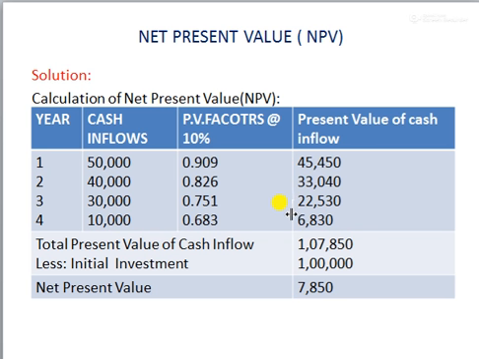When we make total of present value of 4 year cash inflow, that comes to 1,07,850, from which we need to deduct initial investment. When we deduct initial investment, we get 7,850. This is the net present value.